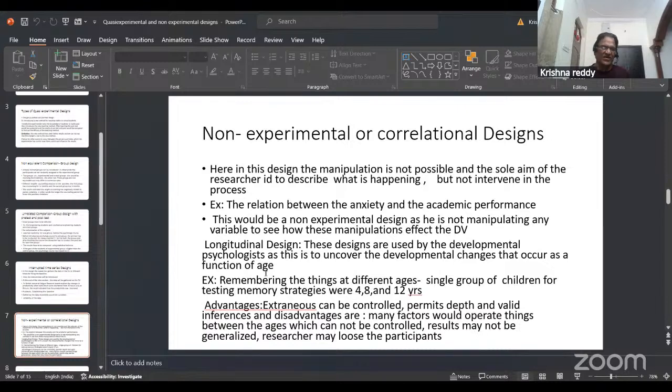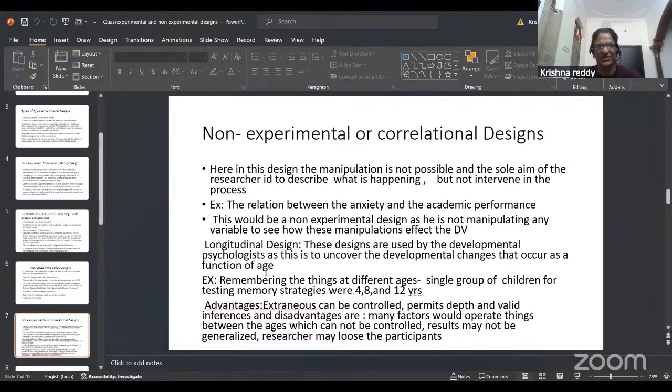What is longitudinal design? The design is a longer kind of experiment, an experiment which is conducted over a longer period. That experiment is known as a longitudinal design. These designs are used by developmental psychologists to uncover the developmental changes that occur as a function of age. So when the age is going up, what are the various changes that are occurring in individuals? For that purpose, you are supposed to use this longitudinal design.